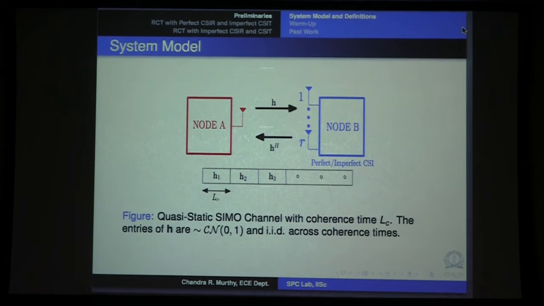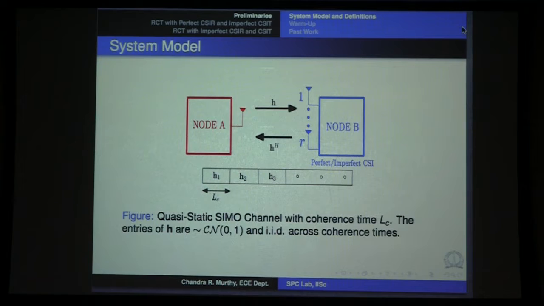About this model, I just want to say one or two things. One is that we've considered a single input, multiple output model where there is one antenna at the transmitter, or node A, and there are multiple antennas at node B. We have extensions of this to the MIMO case as well, but I won't talk about that here, just to make the discussion a little bit simpler.